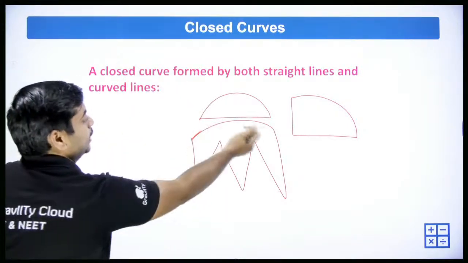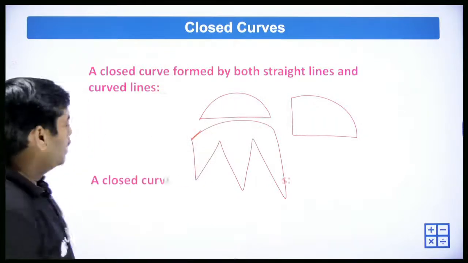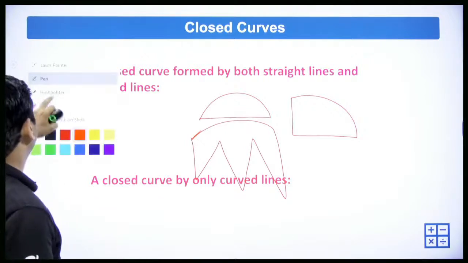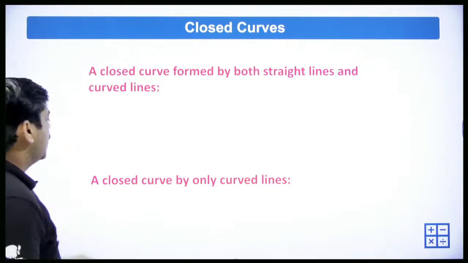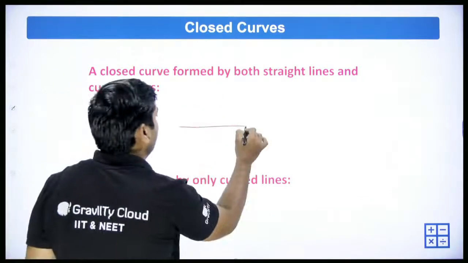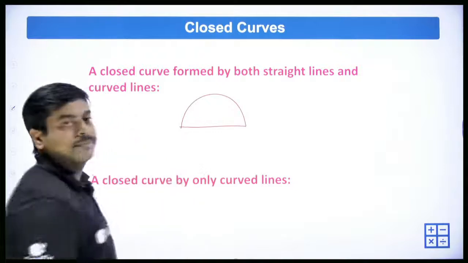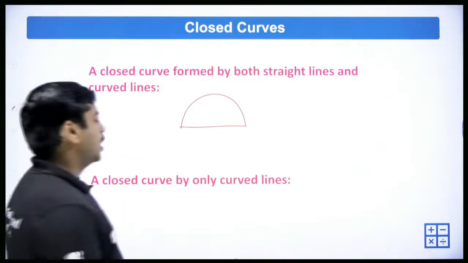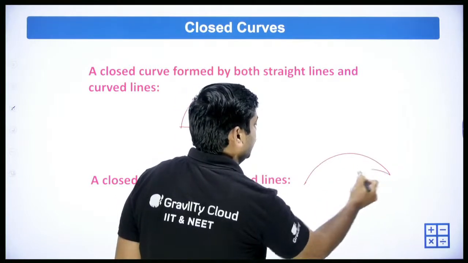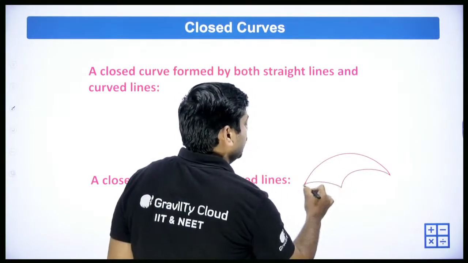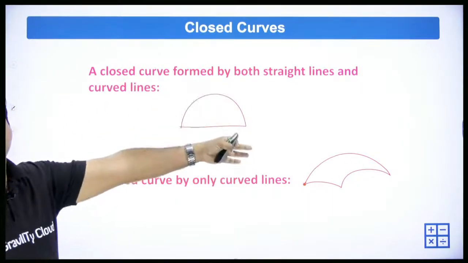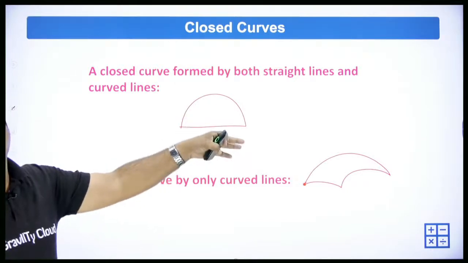This is a curved line. Right? A closed curve by only curved lines. So how can you write those types of things? For example, this is a straight line and let's say a curve here. But here, all curves. How can we say? So we can say this is one curve and this is one curve and here like this, right? The starting and the ending point should be there. This is all because of curves, but still it is a closed curve.